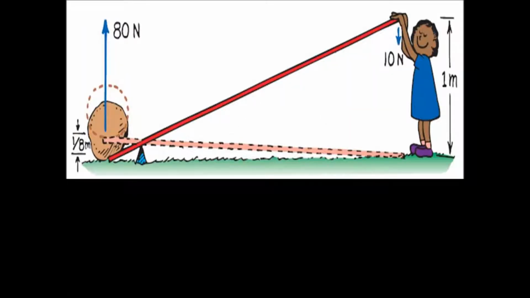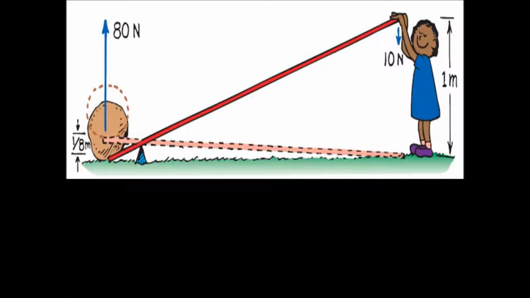Here I have a type 1 lever. The student is going to pull down 10 newtons, 1 meter, and it's going to go up 1/8 of a meter, and it's going to be 80. Okay, so what is that? What does that mean? Well, it'll have a mechanical advantage, an ideal mechanical advantage, of 10.